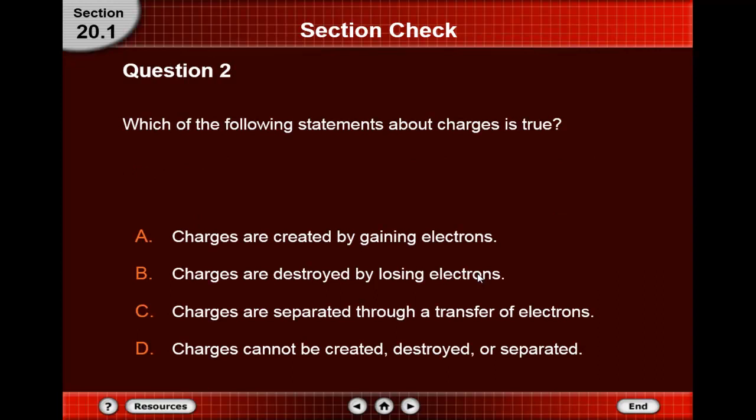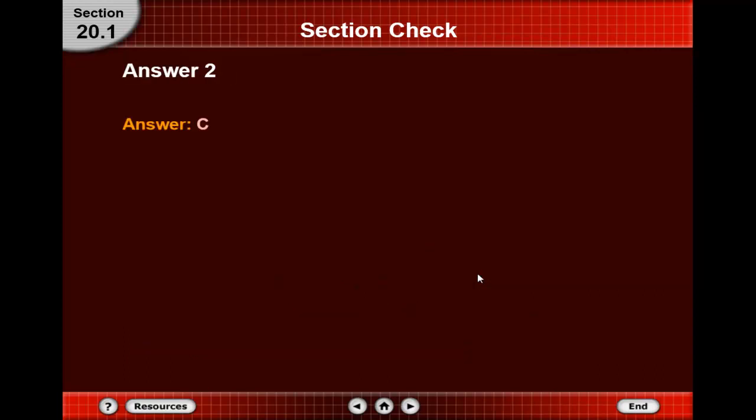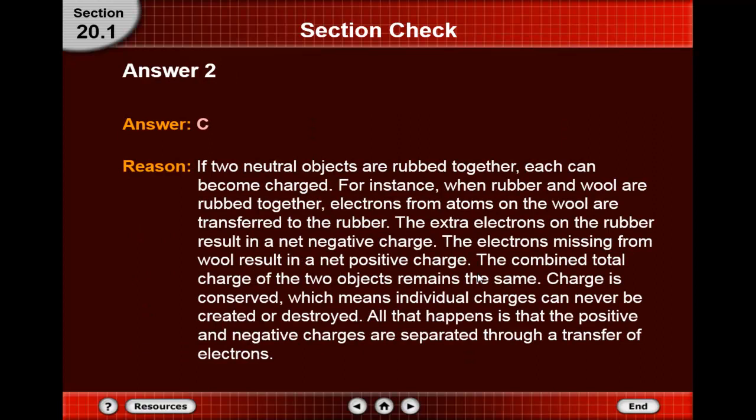Question number 2. Which of the following statements about charge is true? Charges are created by gaining electrons. Charges are destroyed by losing electrons. Charges are separated through a transfer of electrons. Charge cannot be created, destroyed, or separated. So the answer is C. This is the reason: if two neutral objects are rubbed together, each can become charged.